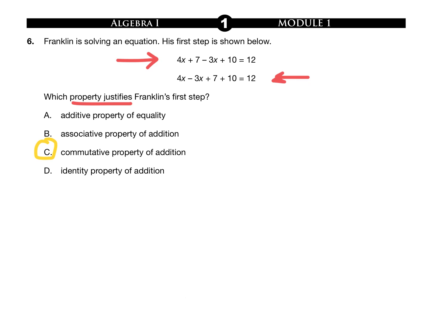If we go through any of these ones here, where it's the property of equalities, which is just A, that means I would add to both sides, and I didn't do anything to both sides. I just simplified this left-hand side, and what allows me to switch things around is your commutative property. Associative, remember, is about grouping, and we didn't have to worry about the identity.